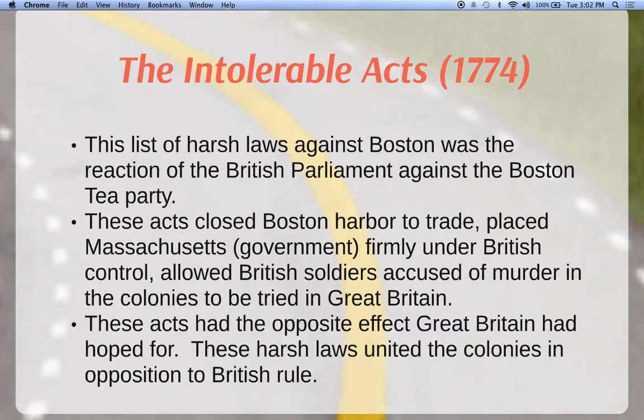So some interesting things with the Intolerable Acts. Great Britain really had hoped to show the colonists, particularly in Massachusetts, that they meant business. But ultimately, it had the opposite effect. What it does is it unites all the colonies, all the way down from Georgia up to Massachusetts, and says, maybe we should all band together so they don't come and do the same thing in our colony. So we see now this uniting of the American colonies.